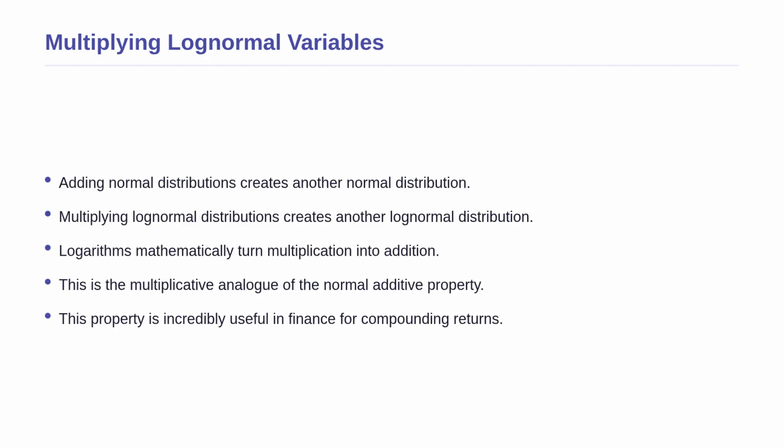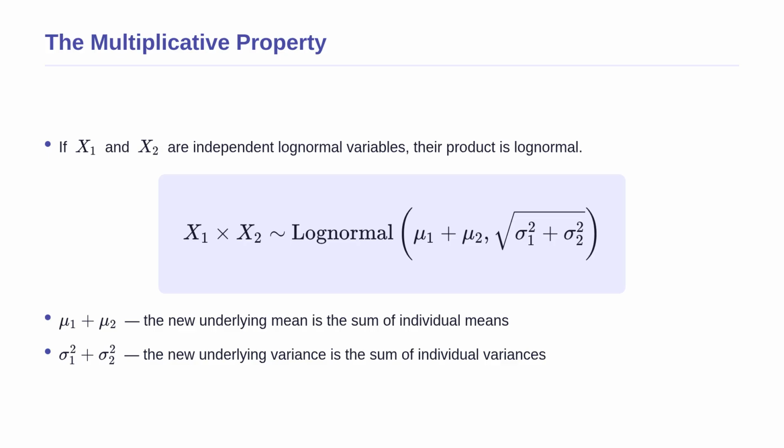Before we conclude, we must look at one of the most beautiful properties of the log normal distribution. You may know that if you add two normal distributions together, you get another normal distribution. But what happens if you multiply two log normal distributions? Because logarithms mathematically turn multiplication into addition, the product of independent log normal variables is perfectly log normal itself. This makes the distribution incredibly useful in finance, where multiple independent percentage returns are multiplied together over time to get a final stock price. Here is the mathematical rule for this multiplicative property.